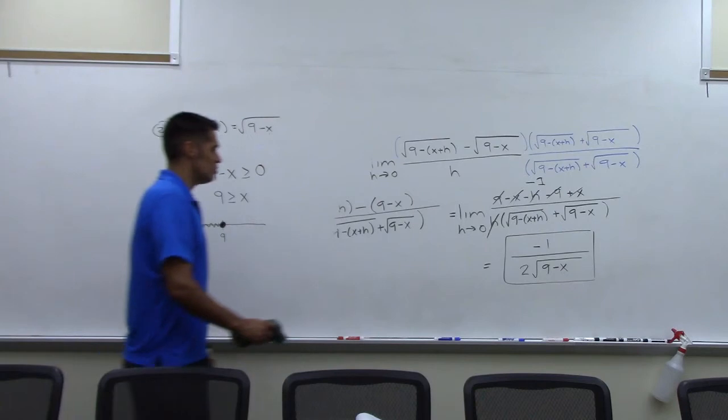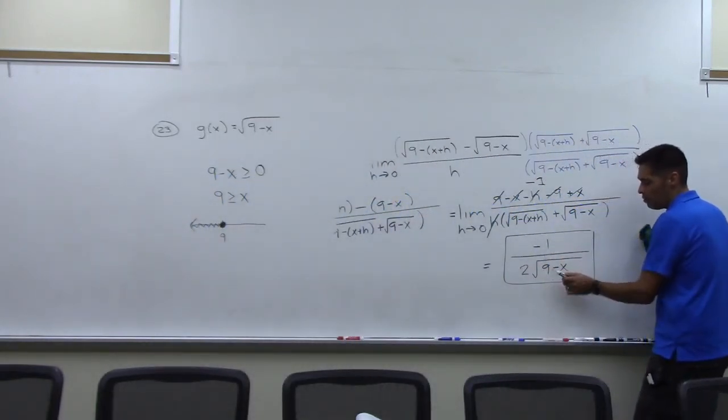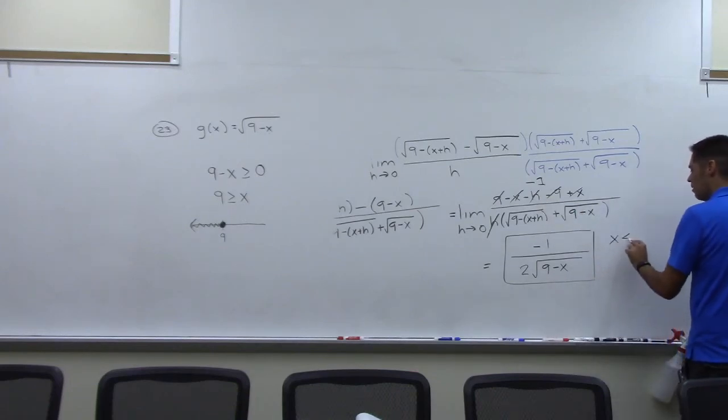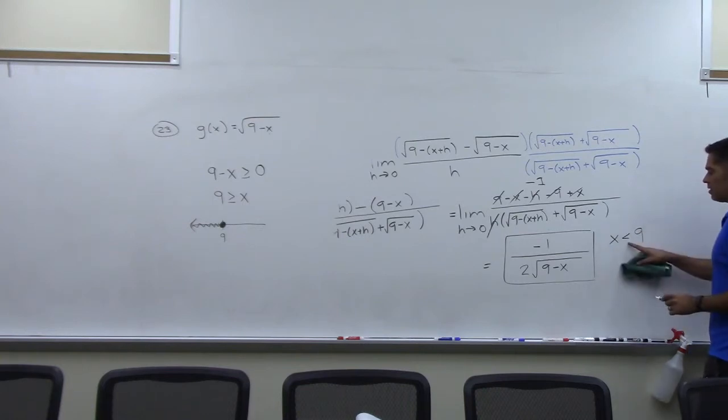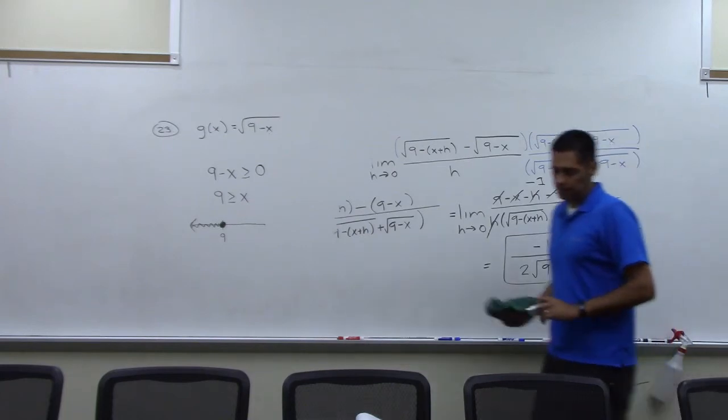But if we look at the derivative, because this root appears in the denominator, this can't be 0. So the domain of this is the same as that, except we don't have the equality. You just have the strict inequality that x must be less than 9. Okay, that's it for that.